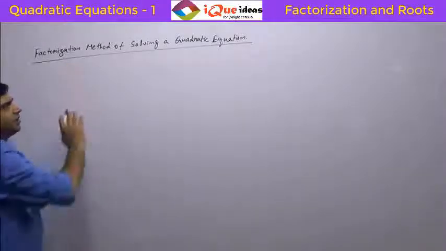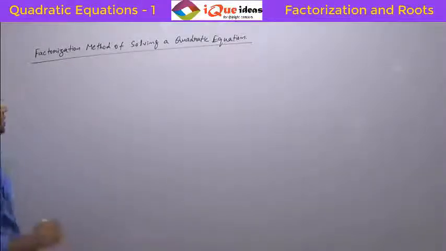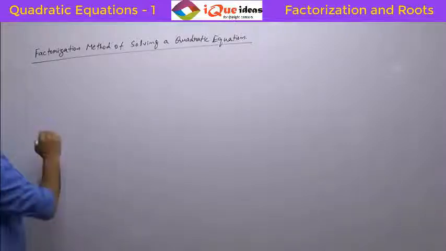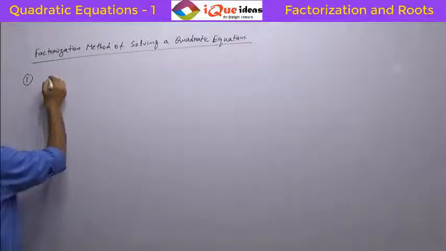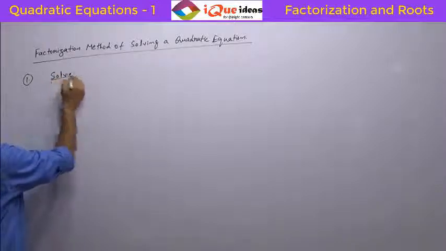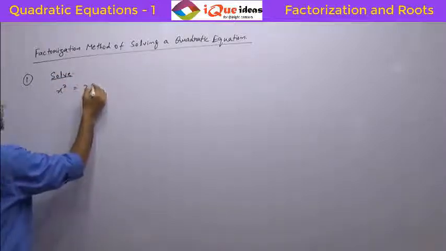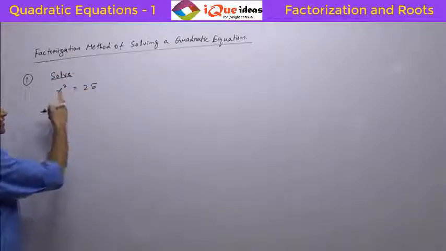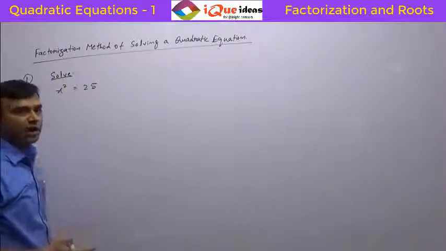Now, the factorization method of solving a quadratic equation. Let's look at it carefully. Let me start with a very simple question. If I give you: solve x square equal to 25. See, the degree is 2, so this also falls under the category of quadratic equation only.